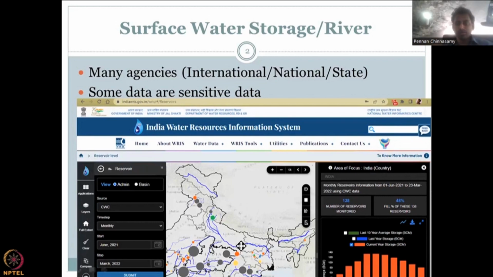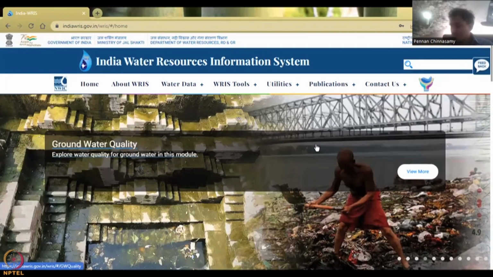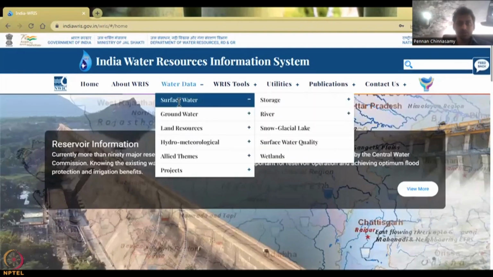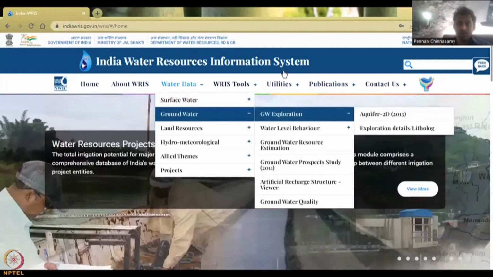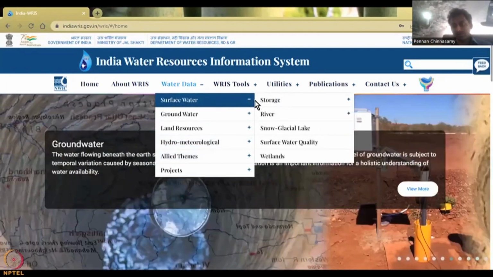Okay, so I'm going to share that screen. On the WRIS page, you will see that I have come to the main page. Because for us, we want to look at all the water data stored in this web page, and we go to surface water. So initially, for groundwater, we went into exploration all these data. Then we looked at hydrometeorological rainfall. We'll also look at ET and soil moisture. But for today, I thought we would first look at storage.